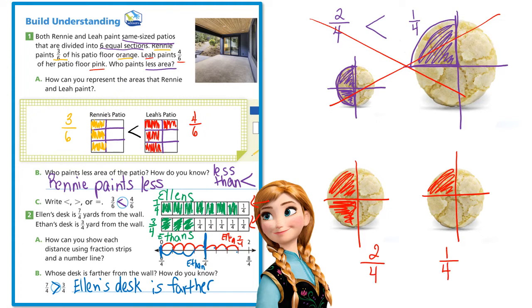So Tyler, which one is actually greater, 2/4 or 1/4? 2/4 is greater than 1/4. Good job. Boys and girls, please remember that's really important. If you're creating your own models, please make sure that every time you draw a new whole in the same problem, it's the same size and that you're breaking them up in the same way to compare the fractions.